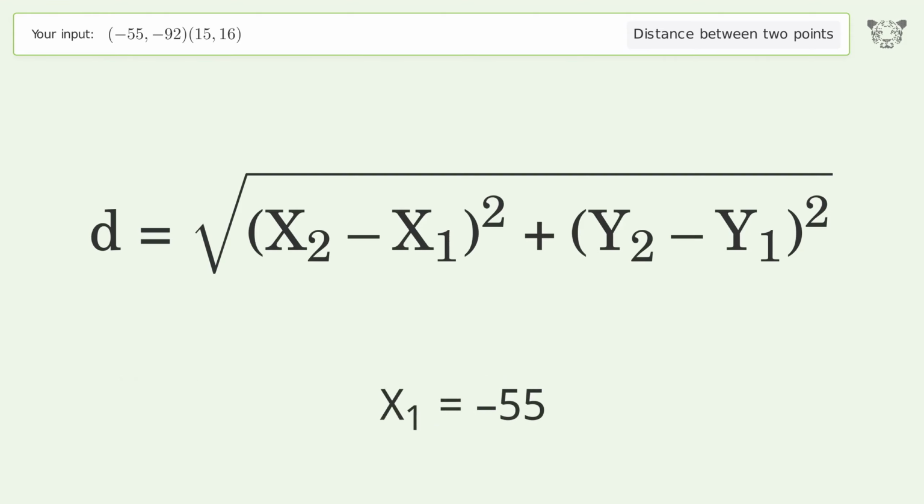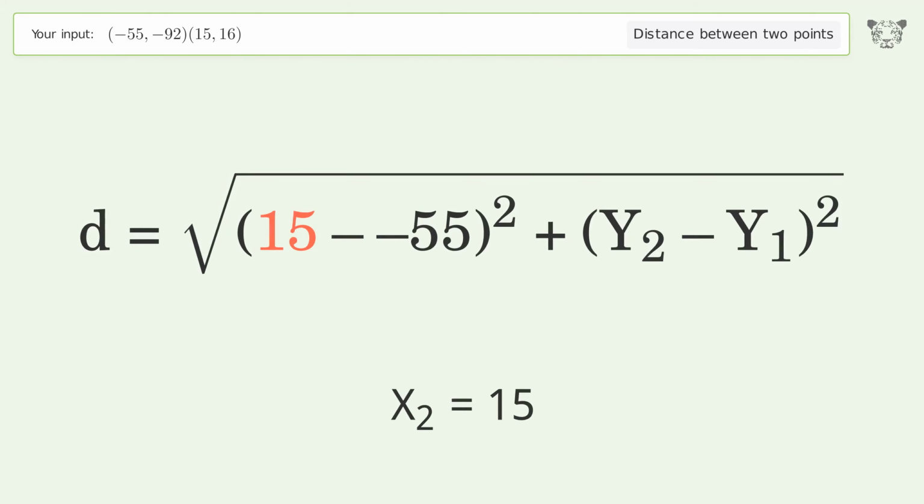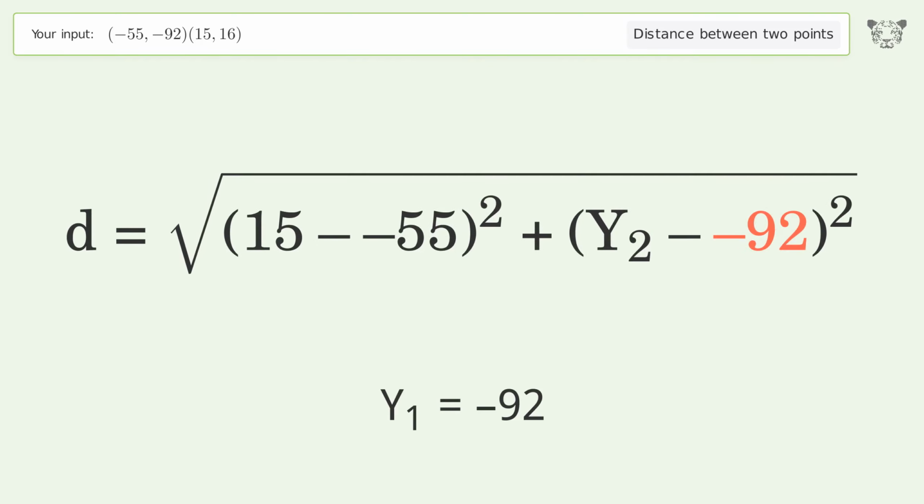x1 equals -55. x2 equals 15. y1 equals -92. y2 equals 16.